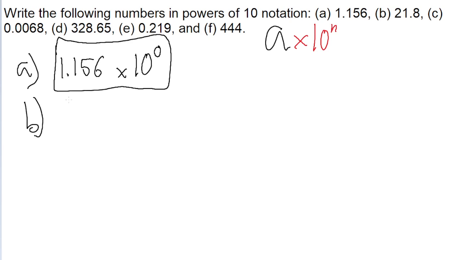Alright, now let's look at part B, where the number is 21.8. And here's a good example of a problem where we actually have to do some work. Because like I said, the coefficient should be between 1 and 10. So it says 21.8. So how do we get it smaller? We can do that by simply shifting the decimal place. So we have the decimal point right here. So we can get this number between 1 and 10 by shifting this decimal point one position to the left, so that the number actually becomes 2.18.